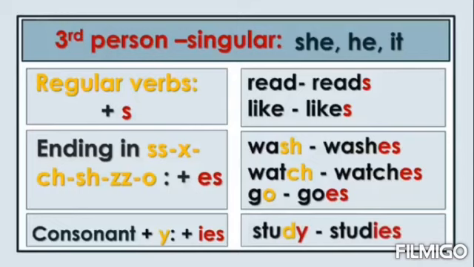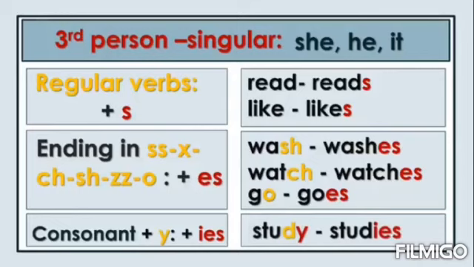Keep in mind the verbs ending with ss, ch, sh, zz, o will add es. For example, wash. Wash is a verb which ends with sh. It will add es and will become washes. Watch ends with ch and will become watches. Go ends with o, will become goes.